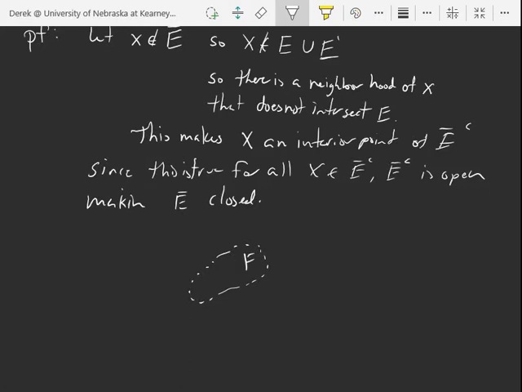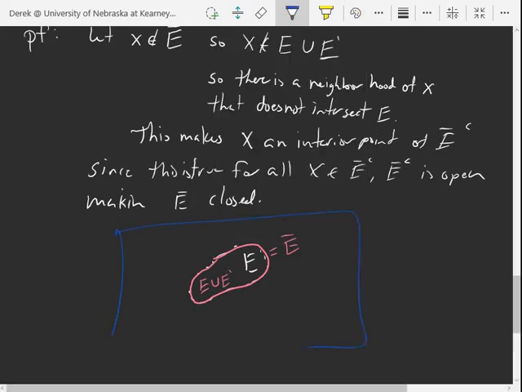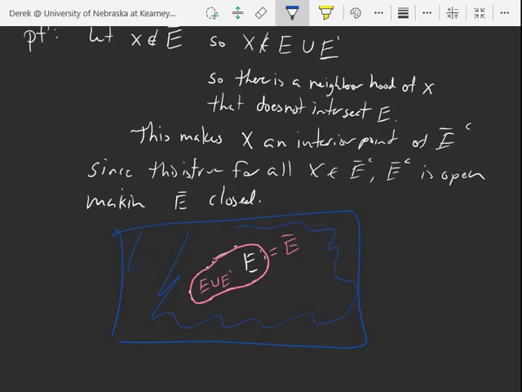Okay, so kind of the picture. If this is E, we included the boundary. And this is E union E prime, which is E closure. What we did was we showed the set out here is open, since any point out here, I can draw a circle around it that stays away from E bar.